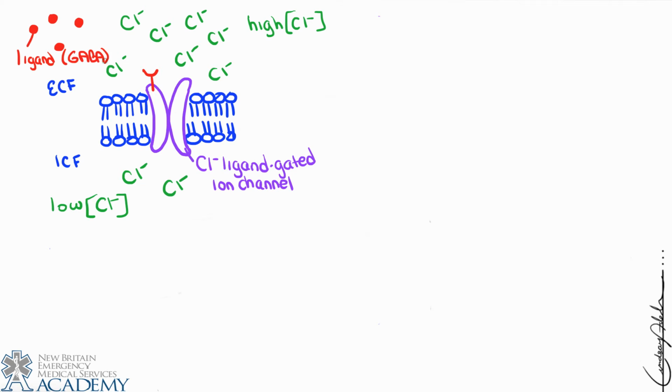So initially, we see that the channel is closed, and if a chloride ion tries to move through the channel, it can't move. And also, the chloride ion is a charged molecule, so it can't pass through the phospholipid bilayer by way of simple diffusion. So the chloride ions can't go anywhere at this point in time. But if we have ligand binding, then the channel will open.